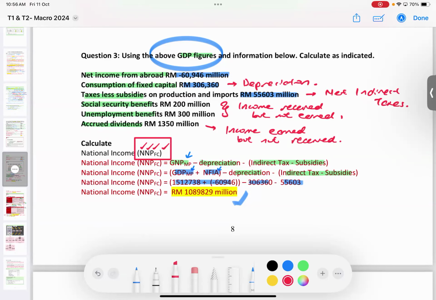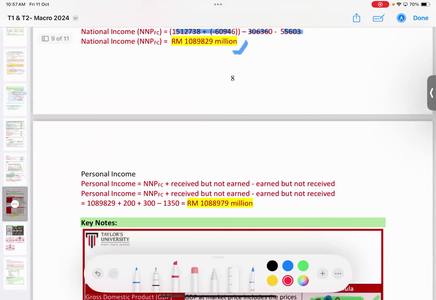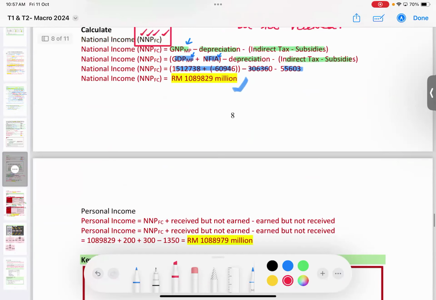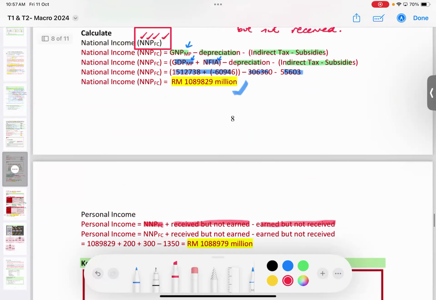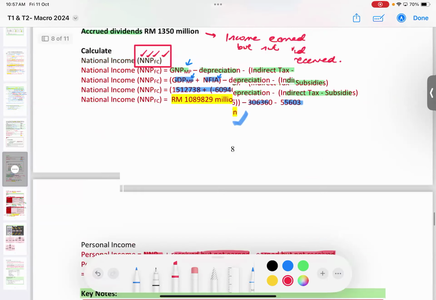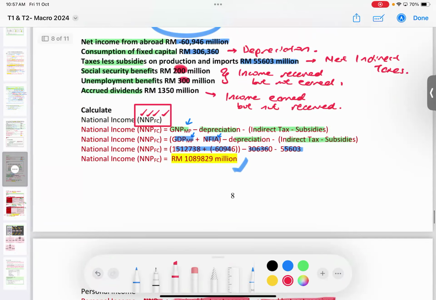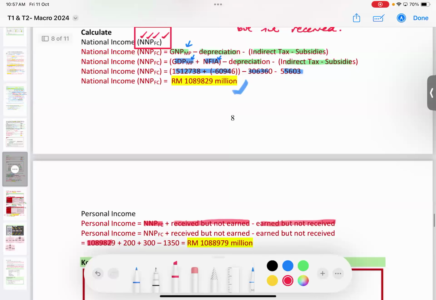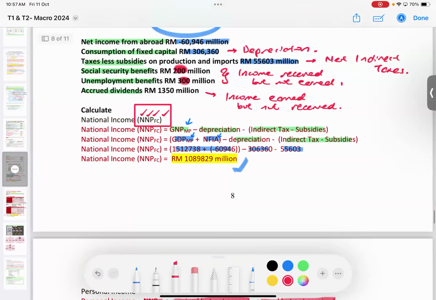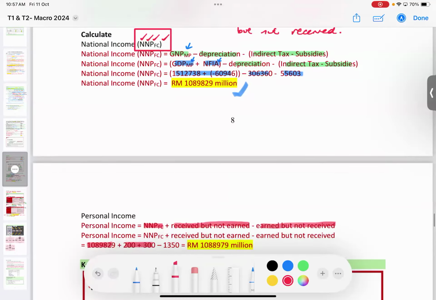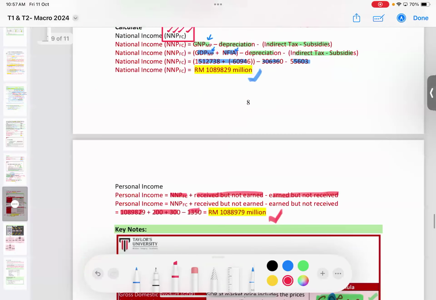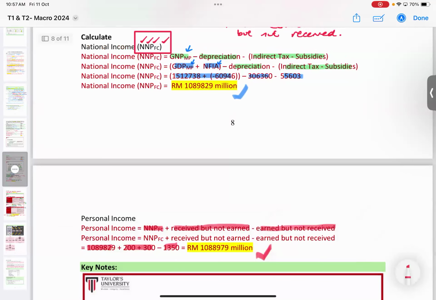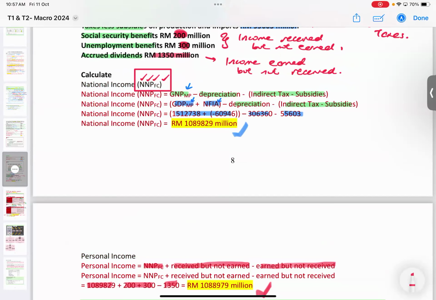Okay, now next one, calculate personal income. So just use the formula. You use the national income just now, plus the received but not earned, minus the earned but not received. So that means you use the value just now, plus this 200 and 300, because these are the income received but not earned, and then minus the accrued dividends, and you get the answers. So you just use this one and this one.